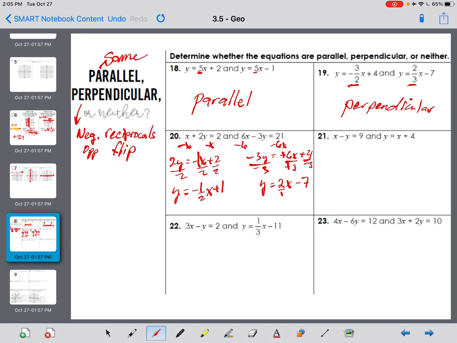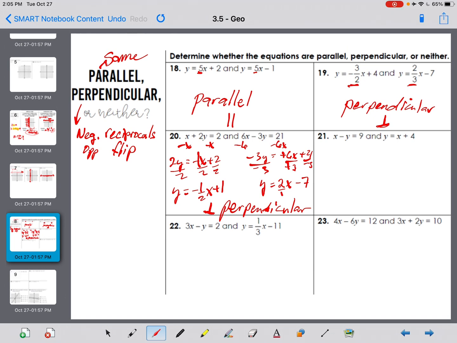They're different signs. And I could turn this into a fraction by putting a 1 under it. They're flipped over. So this is perpendicular. And if you forgot the symbols, perpendicular is this symbol. Parallel is that symbol. Put the symbols on here too, just to remember.